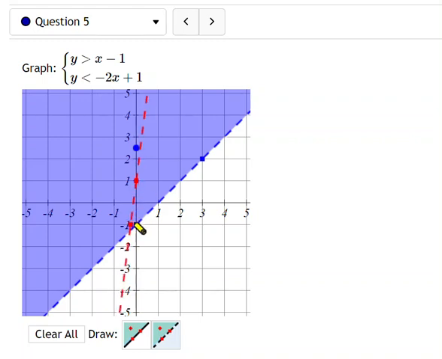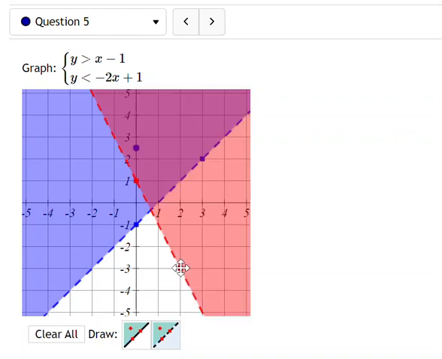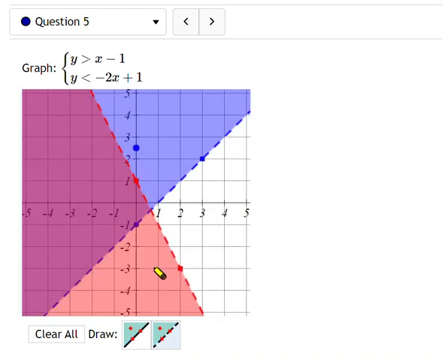So I have to go down to the right 1, down to the right 1. I could keep doing that. I'm going to let go of the mouse so it fixes the line. But now I have to pick which side I'm going to shade again. Notice if I move the pencil from one side to the other, it will change which side is being shaded. So that inequality says y is less than. So that means I'm going to shade this side of the line.